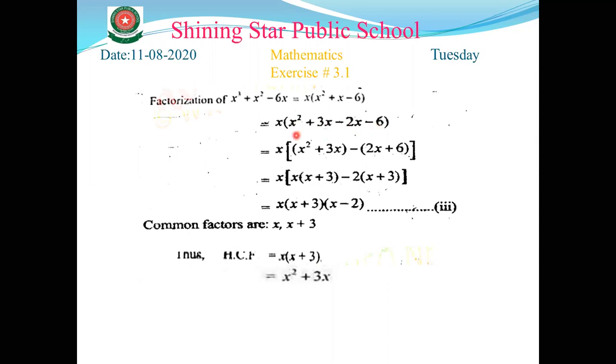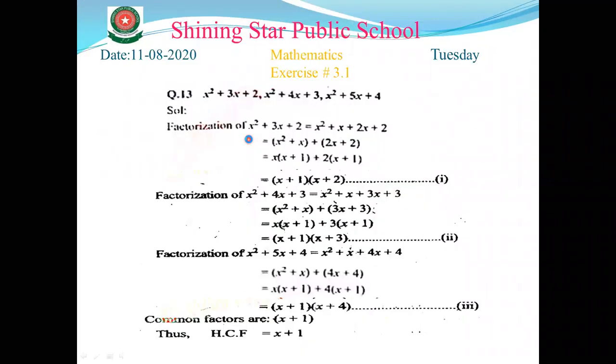Now combine the first two terms and the last two terms. When we combine the first two terms, it will give you x^2 plus 3x, and from the last two terms, first of all take the common minus, so it will give you 2x plus 6, and now take the common 2, it will give you x plus 3. Now x plus 3 is common between these two terms, and when we take the common x plus 3 from these two terms, we will get x plus 3 times x minus 2, which is the answer of expression number 3.